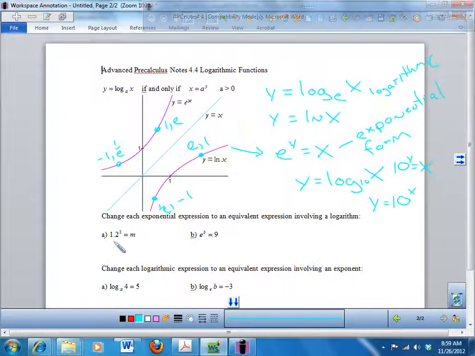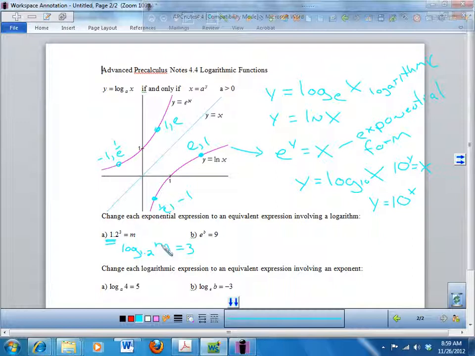Okay? So getting to problems like this: change each exponential expression to an equivalent involving a logarithm. So this here is the base, right? And this is the exponent. So I could rewrite this as log base 1.2 of m equals 3. So this to the this equals this.